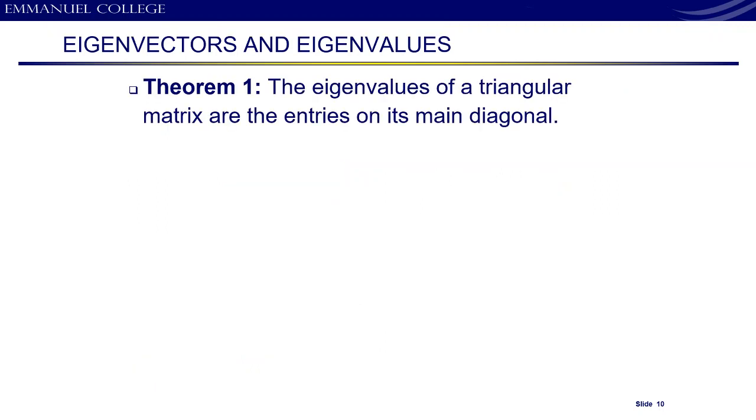And then a couple theorems. The eigenvalues of a triangular matrix are just the entries on its main diagonal. So if you have basically an echelon form matrix, the eigenvalues are just the entries. So for 1, 3, -7, it has the eigenvalues of 1, 3, and -7. It's just pretty easy like that.